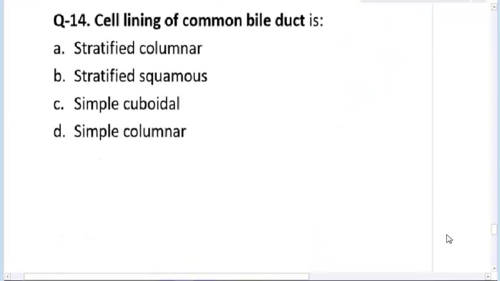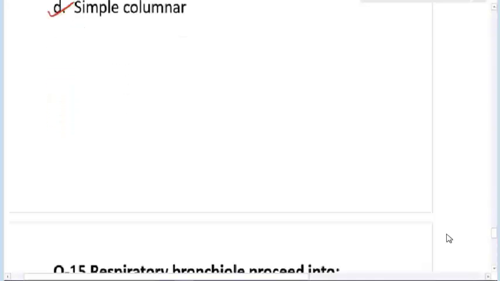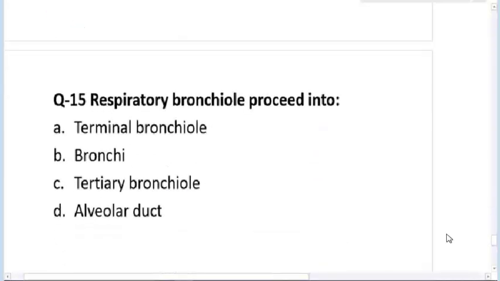Next question is, the cell lining of the common bile duct. Options are stratified columnar, stratified squamous, simple cuboidal, and simple columnar. The answer is straightforward, D, simple columnar. We know that the intrahepatic ducts, cystic duct, and common bile duct are lined by tall columnar epithelium. Last question is, respiratory bronchiole proceeds into: the choices are terminal bronchiole, bronchi, tertiary bronchiole, and alveolar duct.